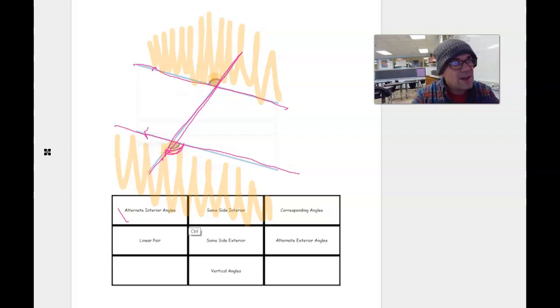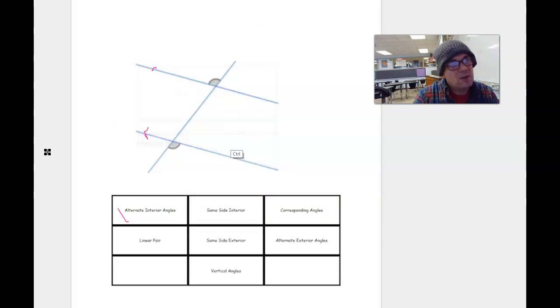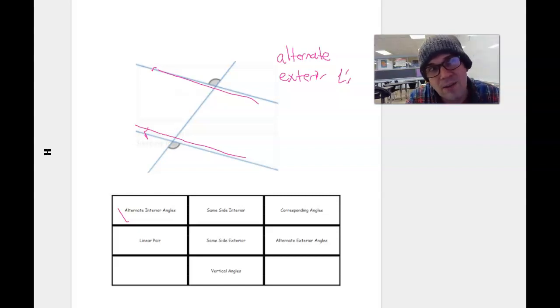So if I had to describe the relationship between these two angles, I would say that these are alternate because they're on different sides of the transversal. Exterior, because they're outside of the region that these two parallel lines create. These are alternate exterior angles. And if you also had to make a decision about whether or not these appear to be congruent, meaning equal, or supplementary, adding to 180, hopefully you'd agree that they appear to be congruent.